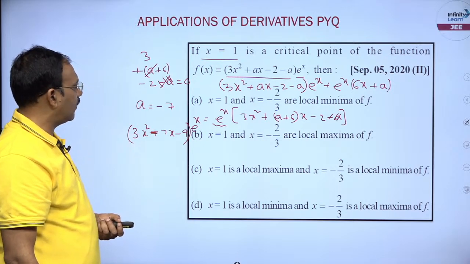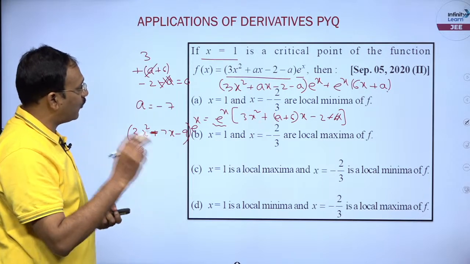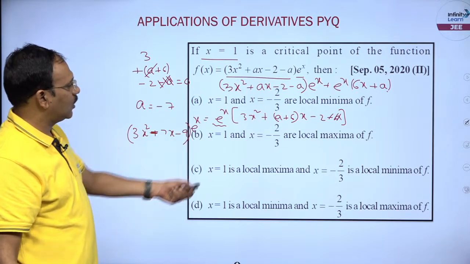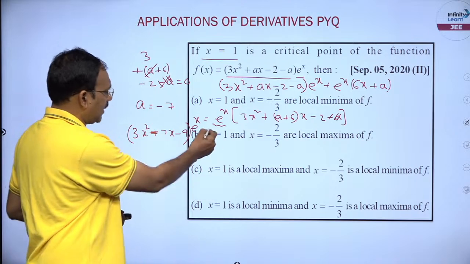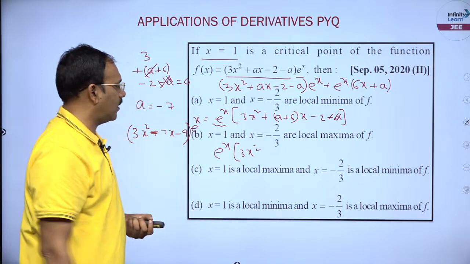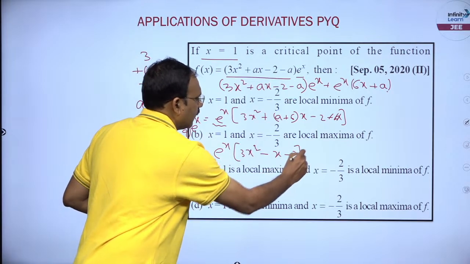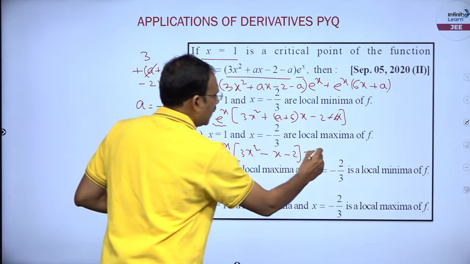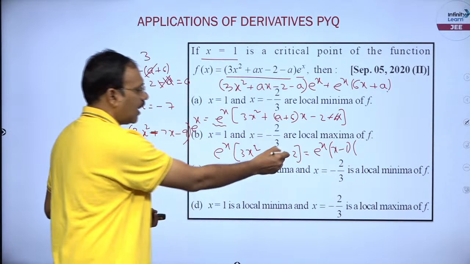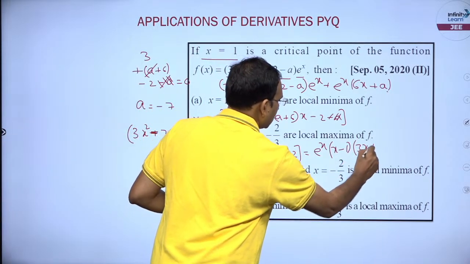X is equal to 1 and minus 2 by 3. You need to compute the things properly and check where its derivative vanishes. This is the function we got, whose derivative is this. You can put the derivative directly here itself: e power x into 3x square minus x minus 2, which is nothing but e power x into, 1 is a factor, x minus 1, the other root is minus 2 by 3, meaning 3x plus 2.